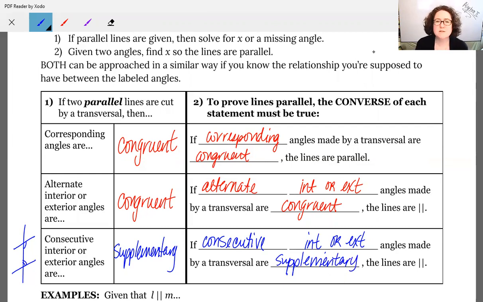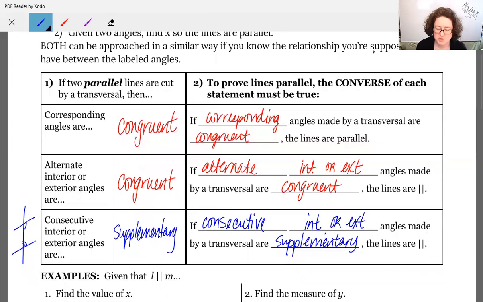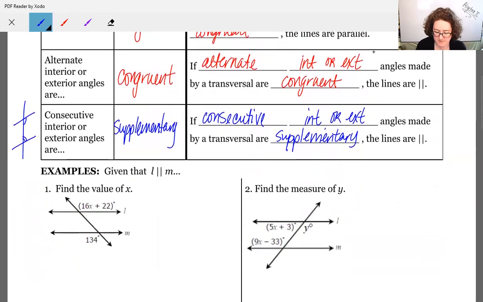So this really doesn't change what we think about when we see these angle pairs. We still know that corresponding angles are supposed to be congruent. Alternate interior or exterior are supposed to be congruent. Consecutive or same side, interior or exterior, again, supposed to be supplementary. It's just the wording of the problems that might change up. So let's see some examples.